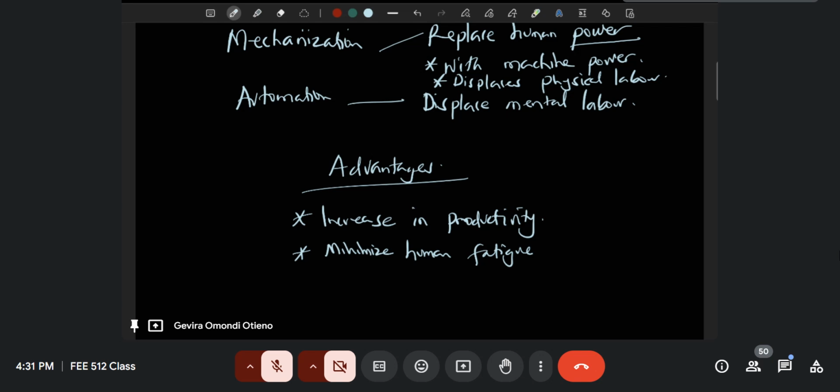For years without stopping, and there's no fatigue. The level of efficiency will be maintained, the quality of the products will be maintained for years without stopping. And that's why automation becomes a very, very important thing.